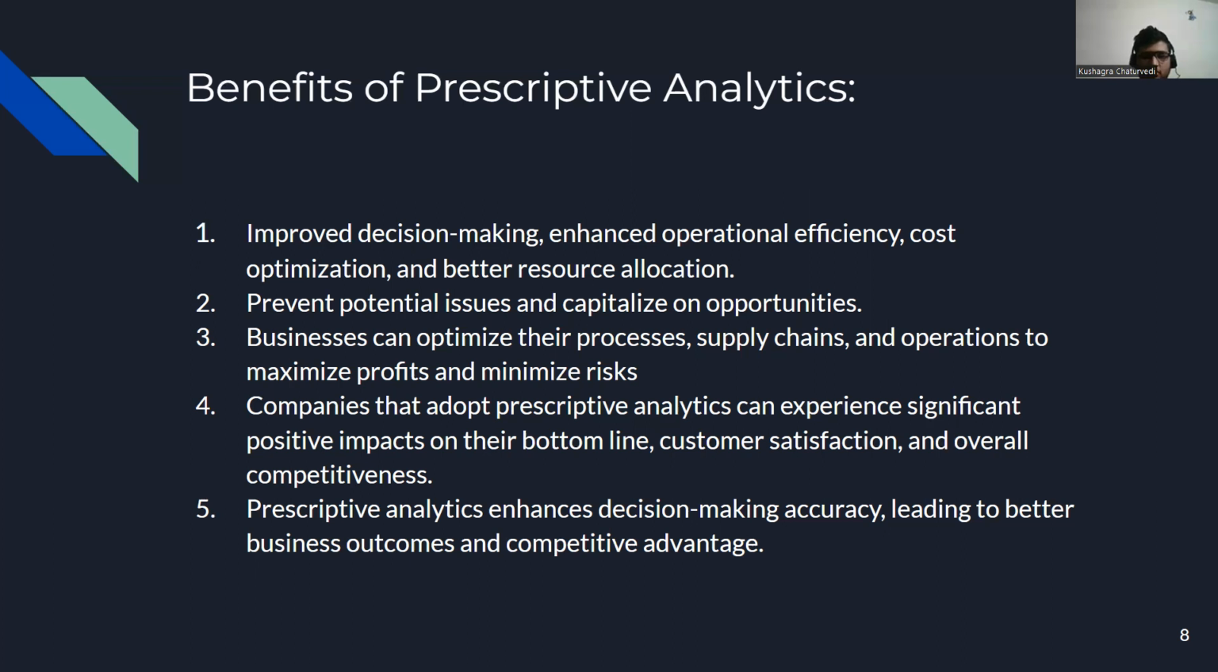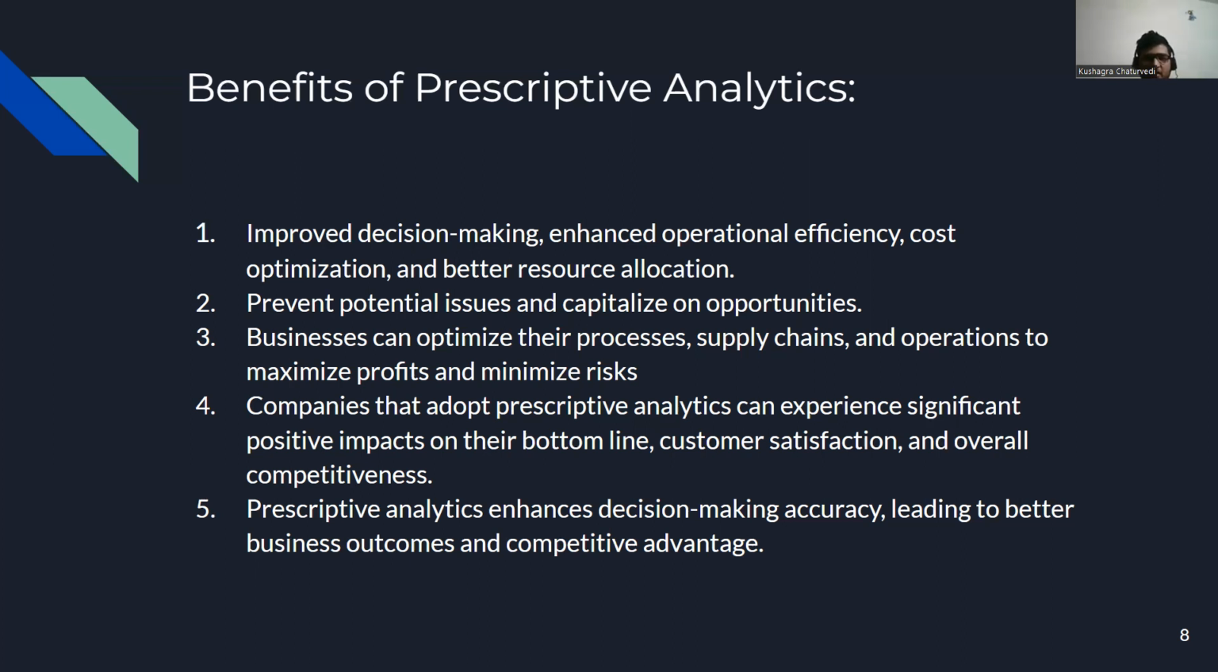Then we can also prevent various issues that might happen, and we can capitalize on those opportunities. And business can optimize their processes by using prescriptive analytics. We can recommend various features, various actions that should be taken, so that we can optimize our businesses, like churning factor or many other factors can be optimized using that.